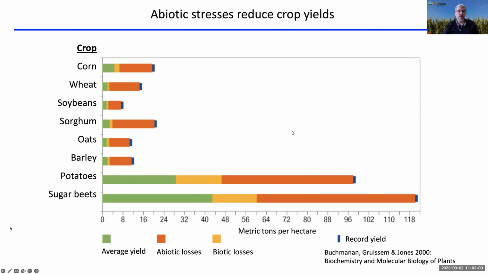Right here, I'm showing you maximum yields of several important crops that we grow across the world and in this country, like corn, wheat, soybeans, and sorghum, and how much we lose due to environmental stresses. The y-axis shows the maximum yield, but in orange and yellow is how much we lose due to abiotic and biotic losses.